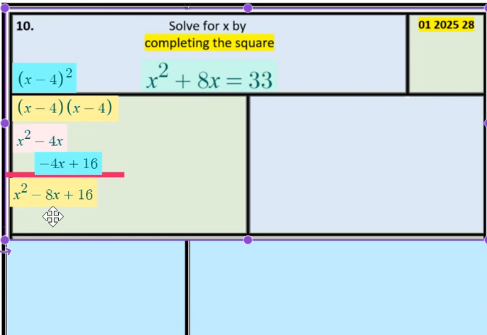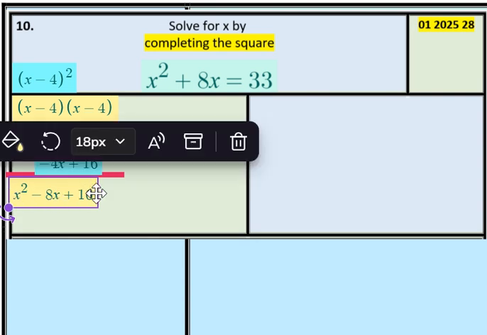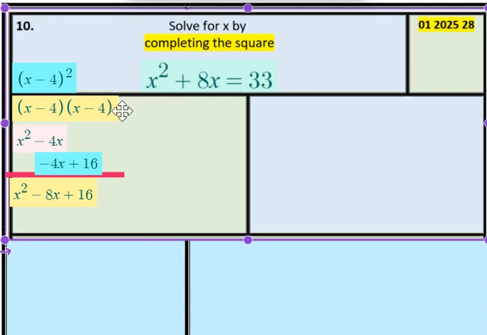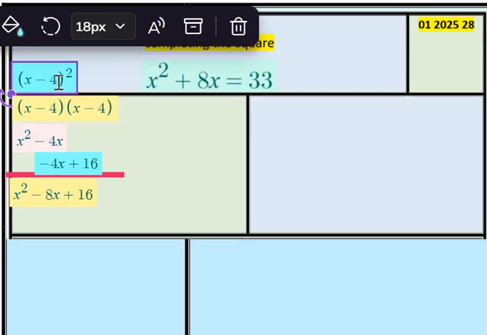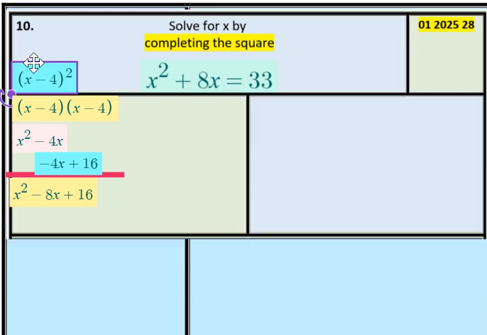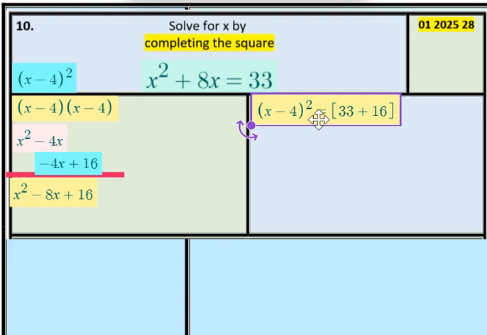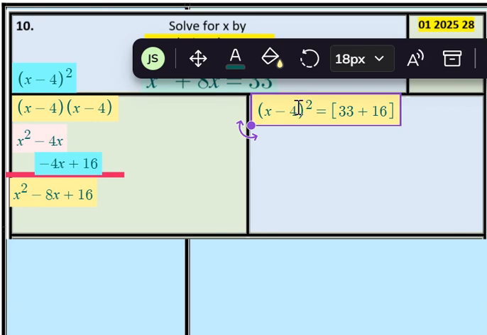And the reason that this matters is because the only difference between this expression and this expression is that plus 16. And the skill is to just take this number right here. Negative 4 squared is plus 16. So by taking half of the 8, writing that as a perfect square trinomial, I can actually jump straight to the next step of saying, if I'm adding 16 to this side by squaring the 4, I add 16 to this side over here.